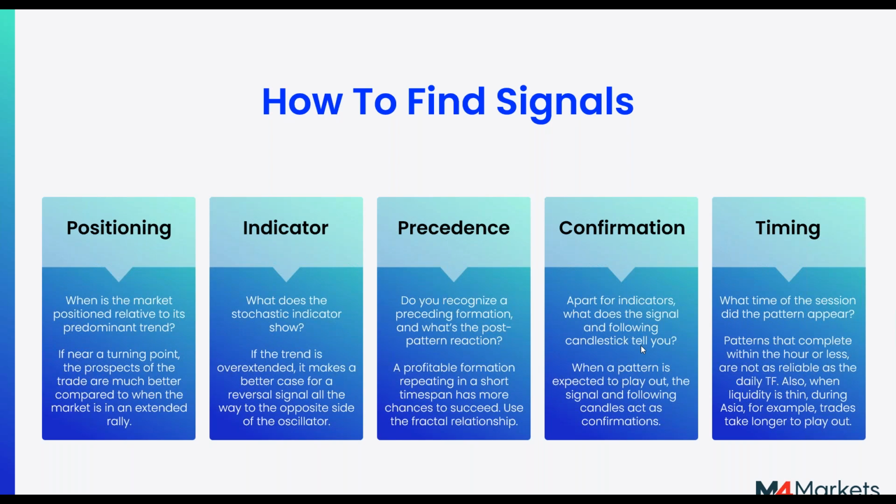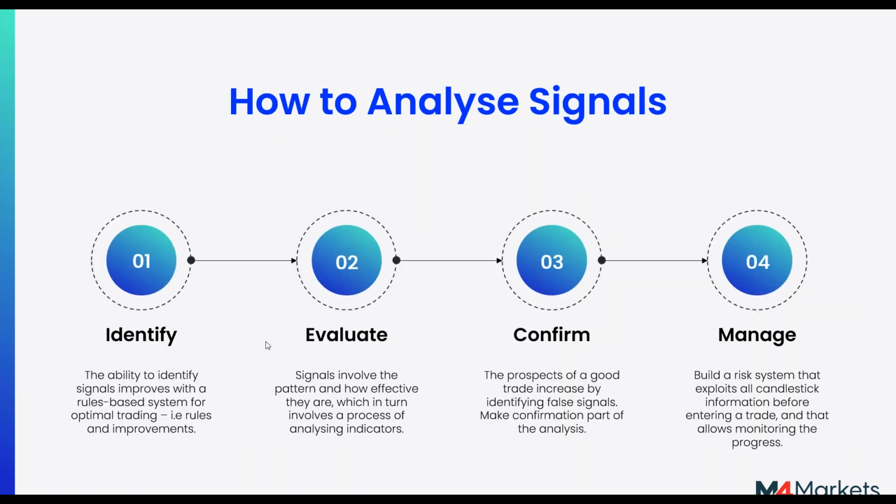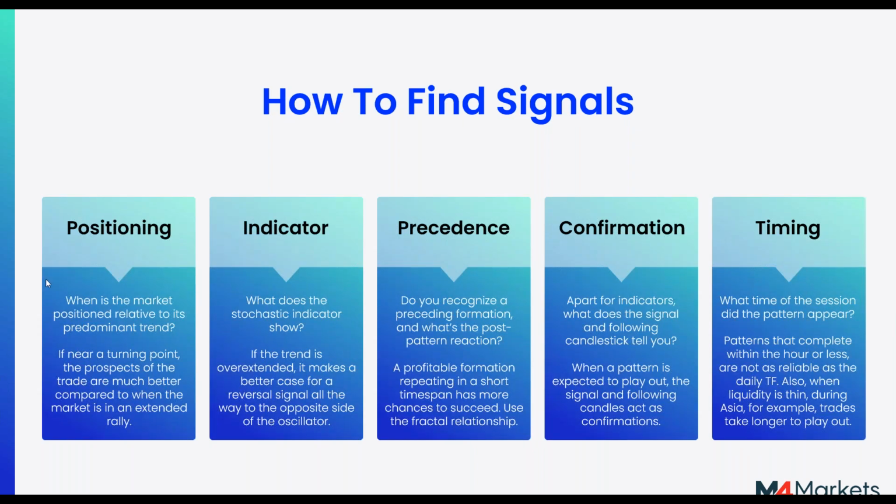And this is how to find signals now, which is mainly related. I would say it's a mix of identify and evaluate. Positioning, first of all: where is the market positioned relative to its predominant trend? It's very important. If we're near a turning point, the prospects of a trade are much better compared to when the market is, for example, in an extended rally or something.